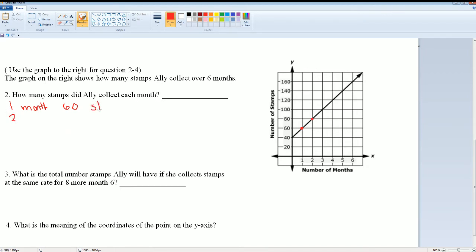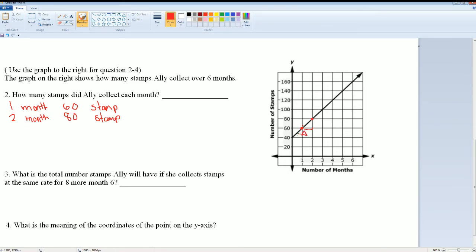So this was stamps. In the second month, she had 80 stamps. And it seems like it goes on and on. So how many stamps did Ali collect each month? It seems like each month, right here, she's collecting how much?